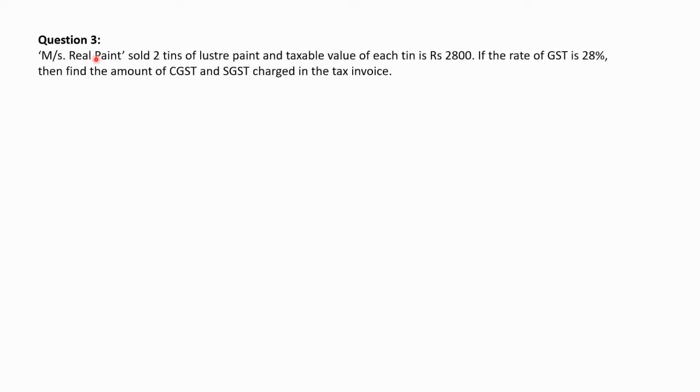Thus, the rate of SGST is 9% and the rate of GST is 18%. Question 3. Real Paint sold 2 tins of paint and the taxable value of each tin is rupees 2,800. If the rate of GST is 28%, then find the amount of CGST and SGST charged in the tax invoice. Let us start the solution.